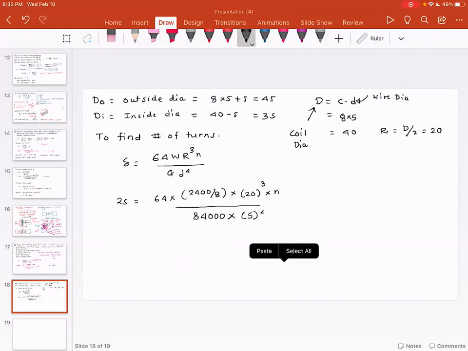5 to the power 4. So N is equal to 9. So this is how you will design the spring for a clutch application.